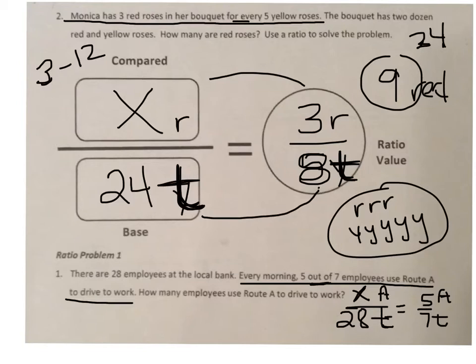You can take a calculator and take 28 times 5, divide by 7 if you like. Or mental math just shows us that the bottom is getting 4 times bigger. The top is getting 4 times bigger. So the answer, 5 times 4, is 20. And we're going to see if that makes sense. Could 20 employees use Route A if there's 28 employees at the bank? Yeah, that does make sense.